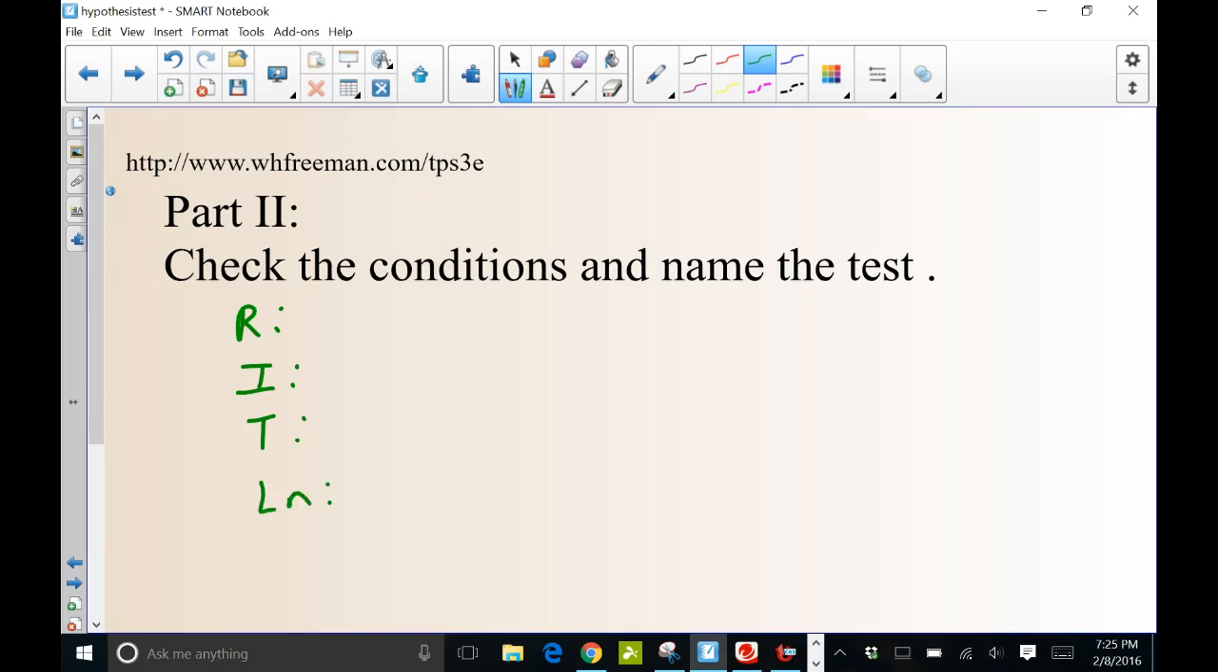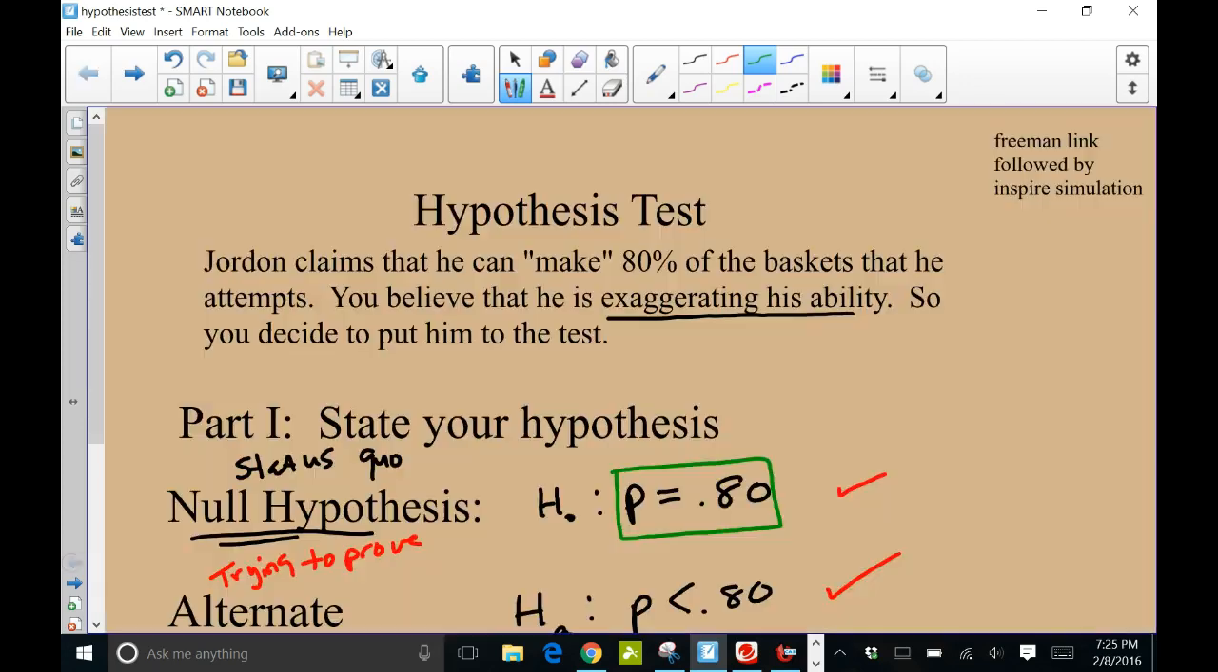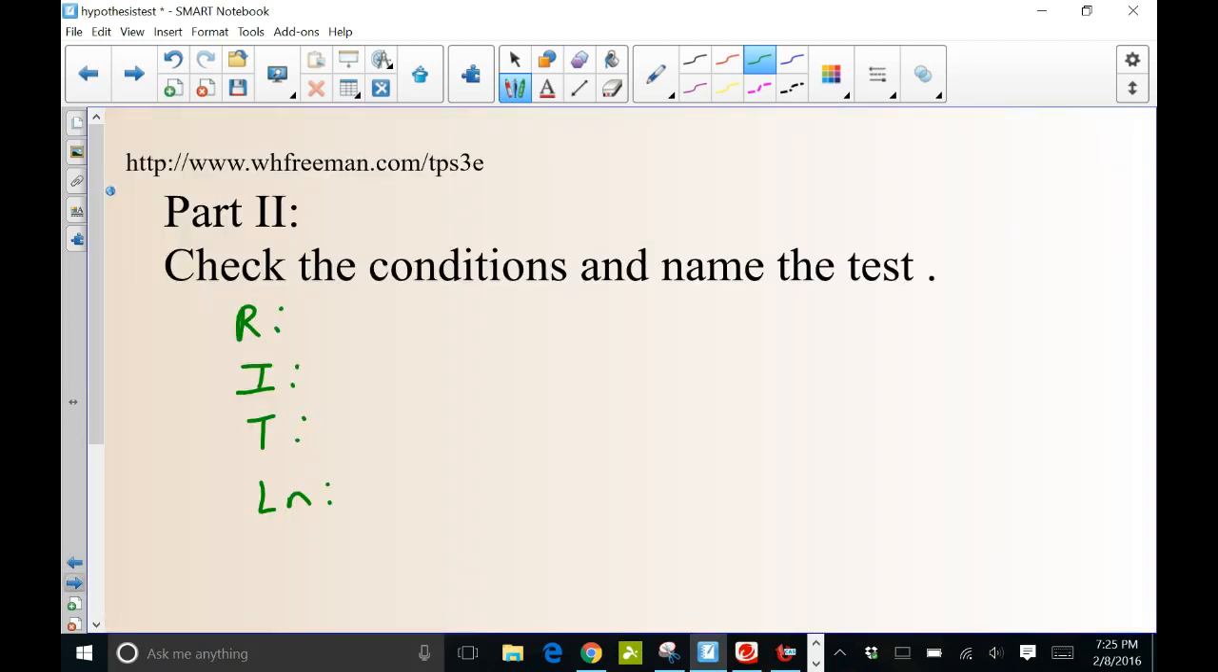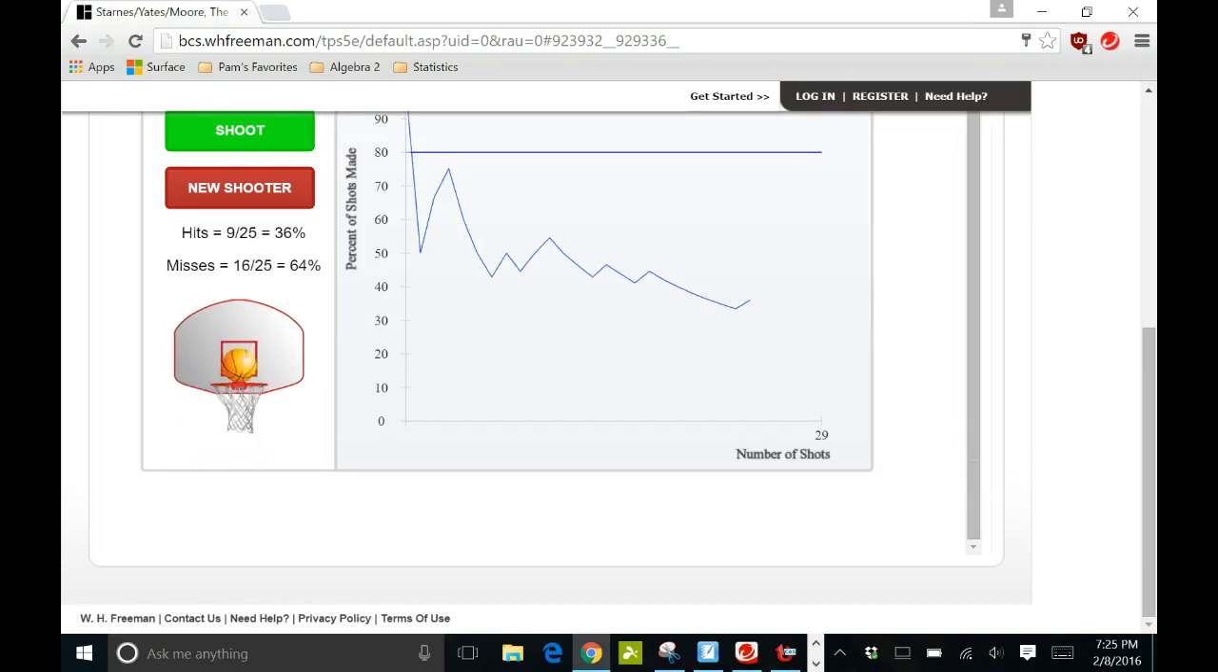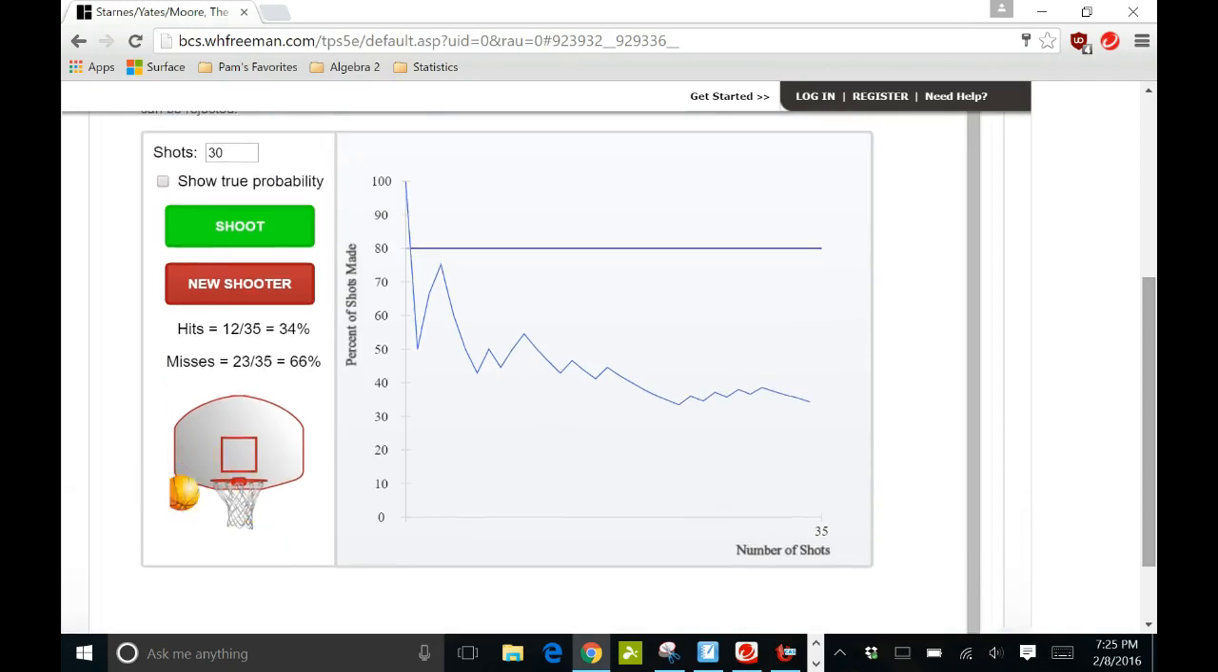Now, just to save time, for the random condition, it doesn't say whether we have a random sample. Let's just check Jordan out for a second. We're going to go over to the site, and here's Jordan already. He's taken 20 shots, and he's only managed to get 8 out of 20 in. Let's have Jordan do 30 more. We're going to watch and see what happens as Jordan takes these shots, so that we'll have some evidence, because every trial needs some evidence.